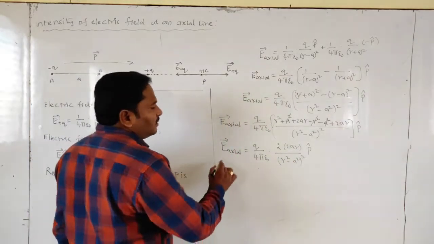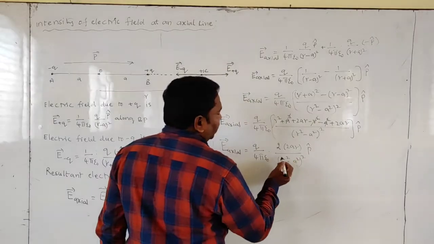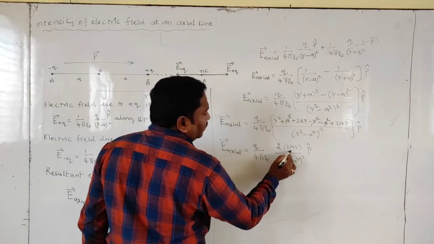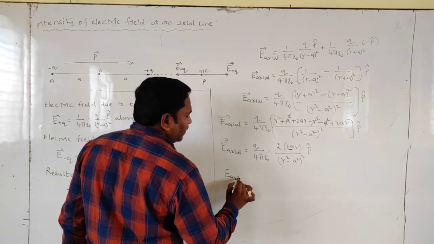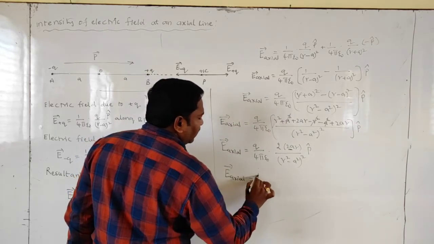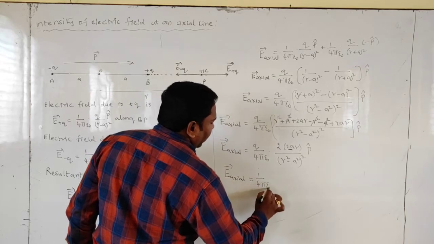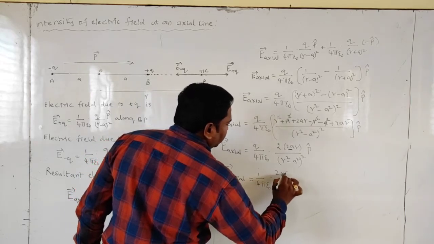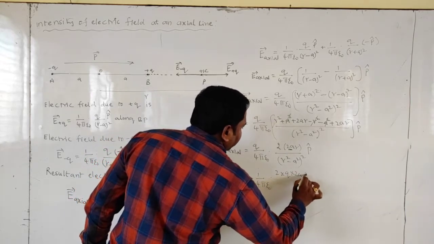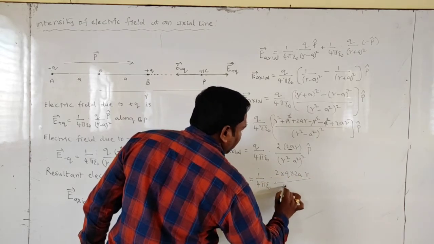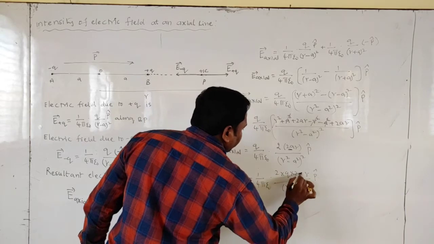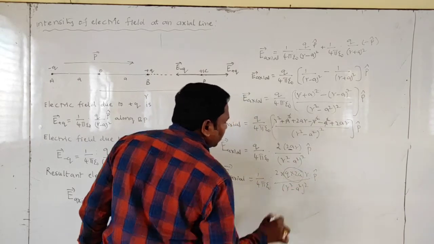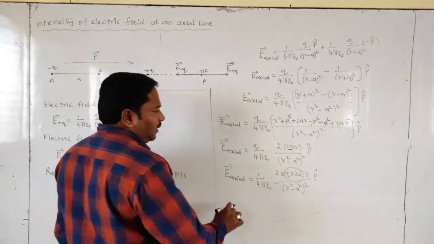So there is a small arrangement. Here we are writing Q into 2A separately. So E axial equals 1 by 4 pi epsilon naught, 2 into Q into 2A into R by (R square minus A square) whole square into P cap. In this, we have to write the dipole moment.